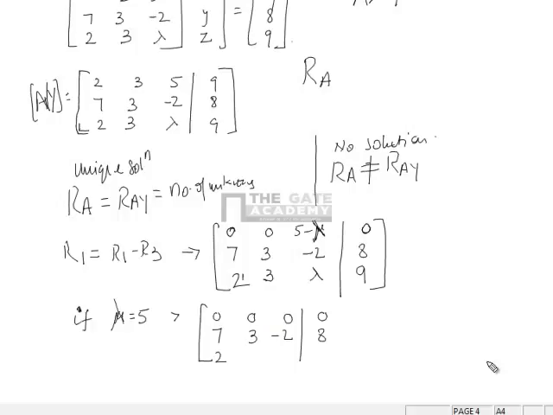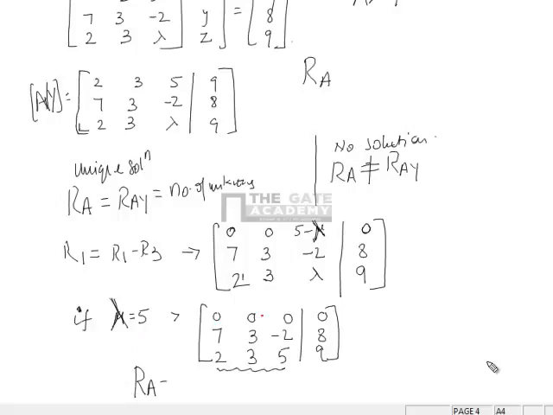If lambda equal to 5, what will happen? I will get 2, 3, 5, 9. This is what I will get, right? If lambda equal to 5, I will get like this. Then what is the rank of A? This is A.